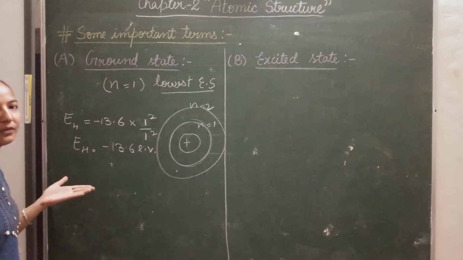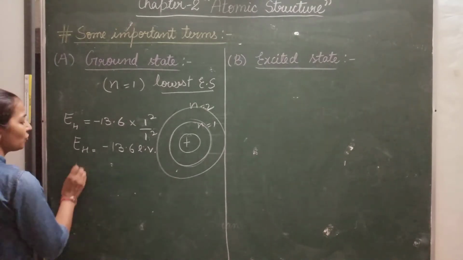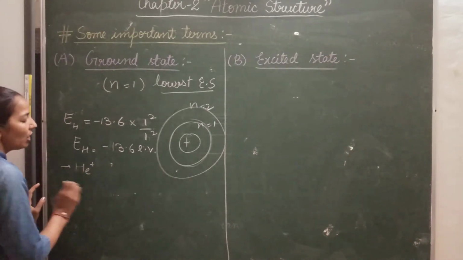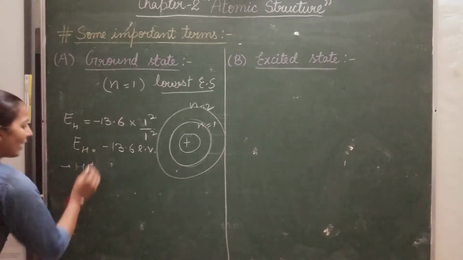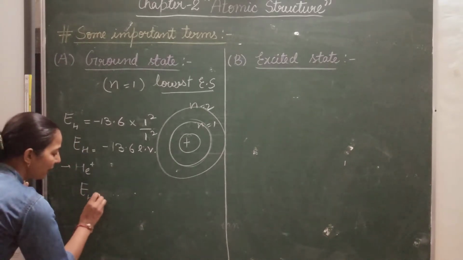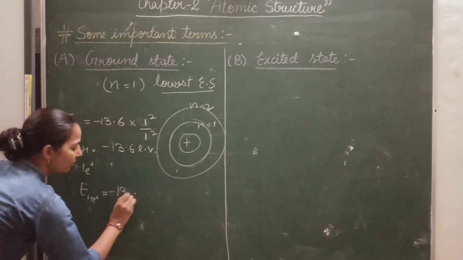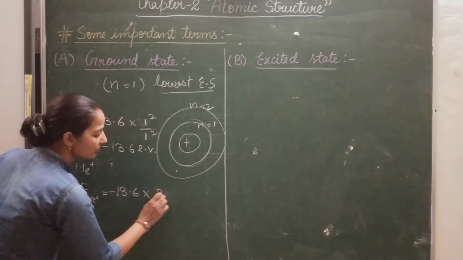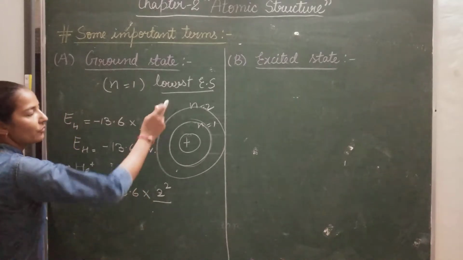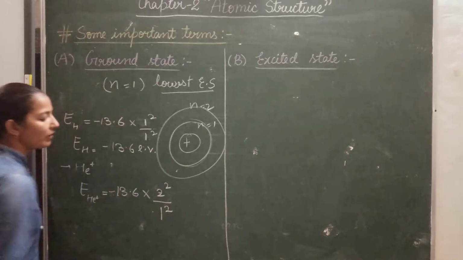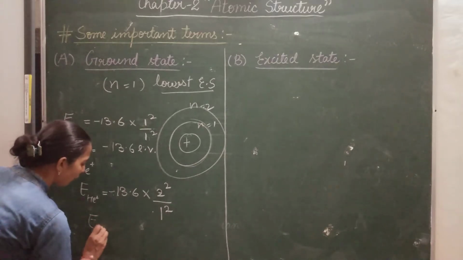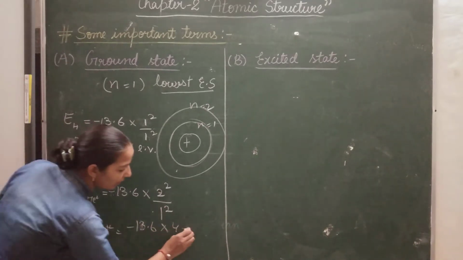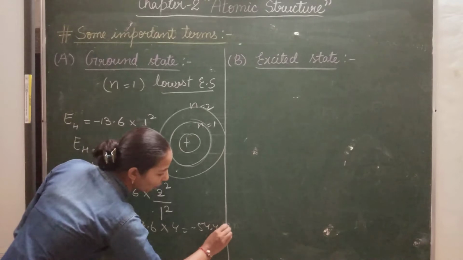Similarly, we can also calculate for the helium plus ion. For helium plus ion, the energy of the ground state will be E equals minus 13.6 into Z square. For helium the Z square will be 2 square, and n equals 1, that is the lowest energy state, so 1 square. So E for helium plus will be minus 13.6 into 4, so it will be minus 54.4 electron volt.